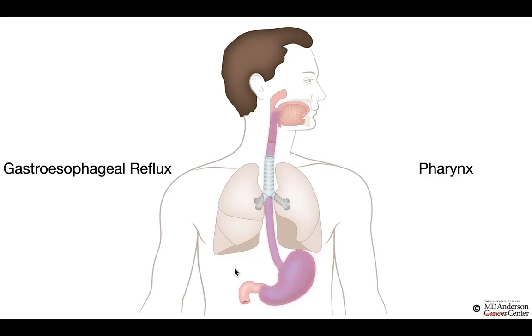If the acid that goes up enters into the lung, it can cause irritation and spasm of the airways. Patients may have symptoms of asthma. And if the acid reflux is too much and they aspirate deep into the lungs, it can result in aspiration pneumonia.